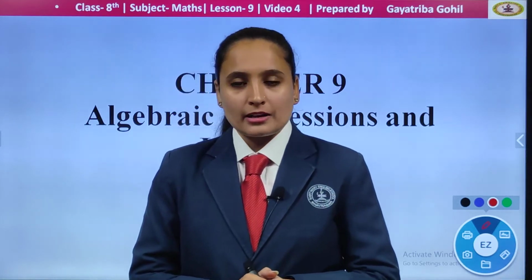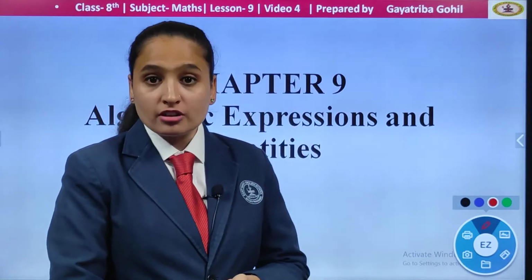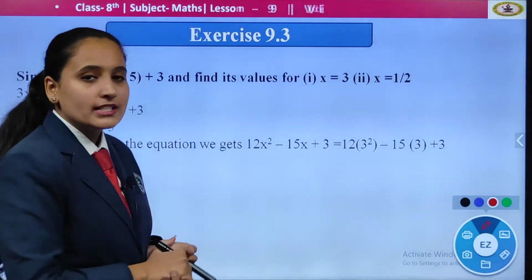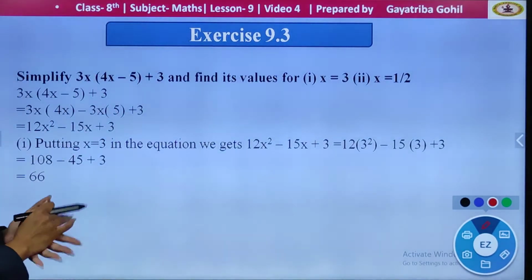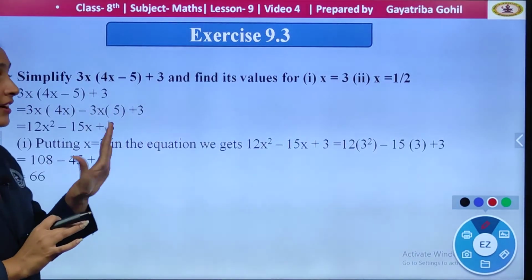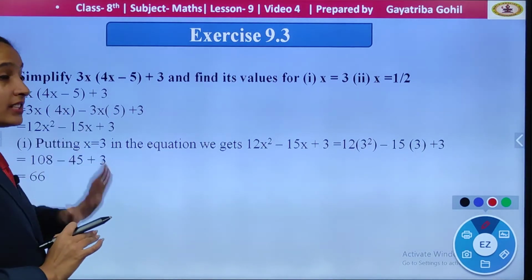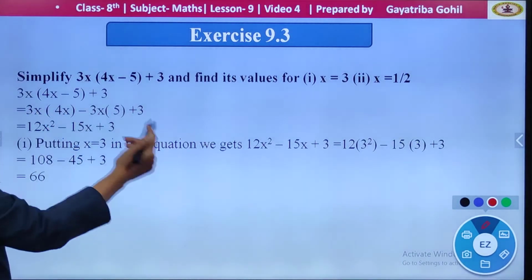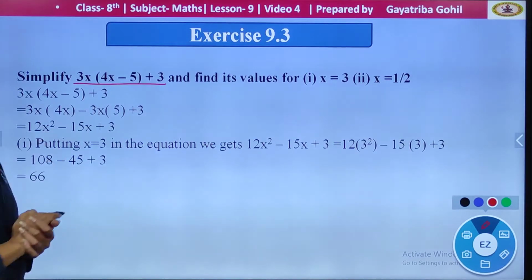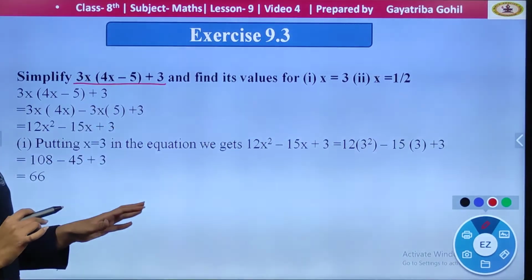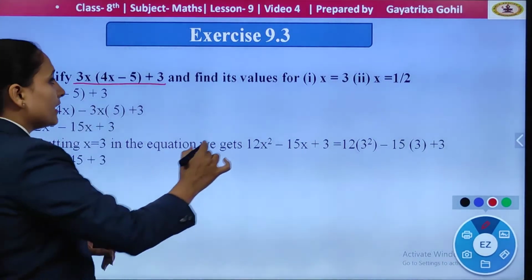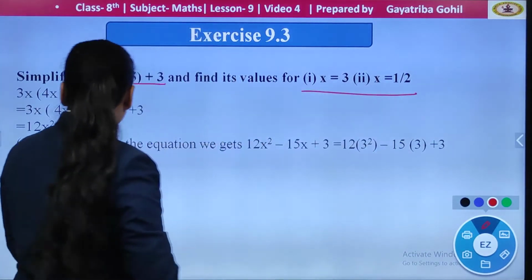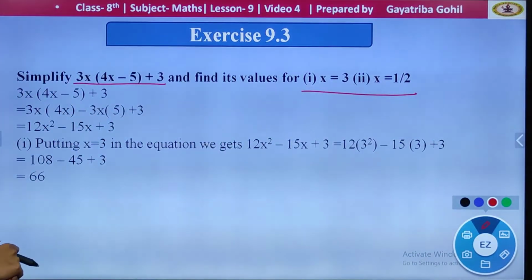Hello children, welcome back. We are going to be continuing with our exercise 9.3. Over here we have to simplify the given expressions using the value given to us. So, over here we have the expression 3x into (4x minus 5) plus 3. You have to solve this and you have to put the values of x is equal to 3 and x is equal to 1 by 2.